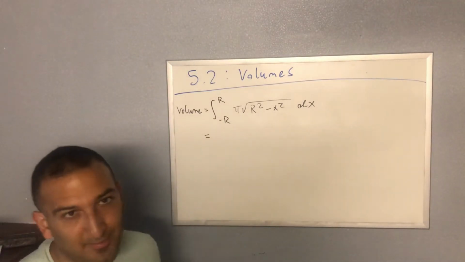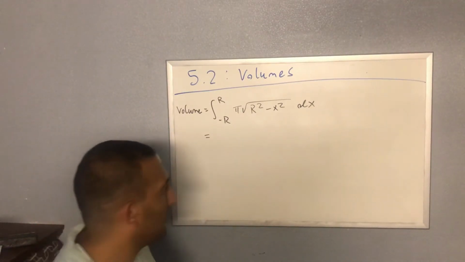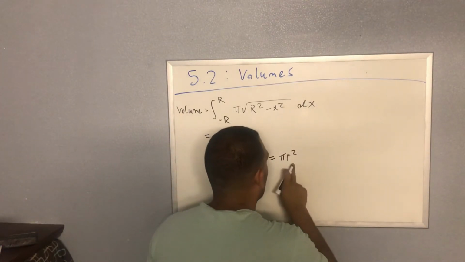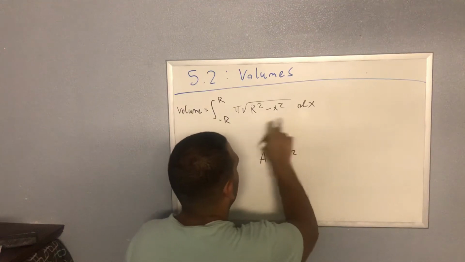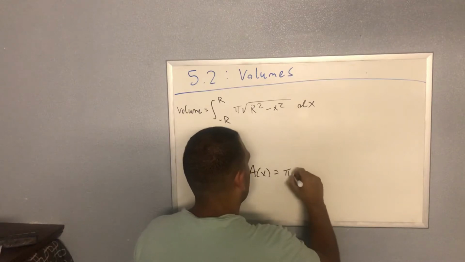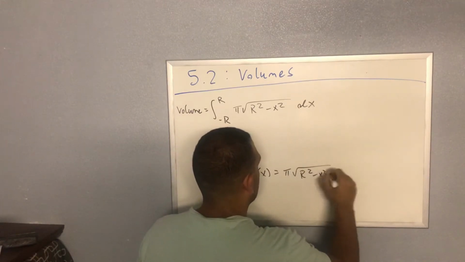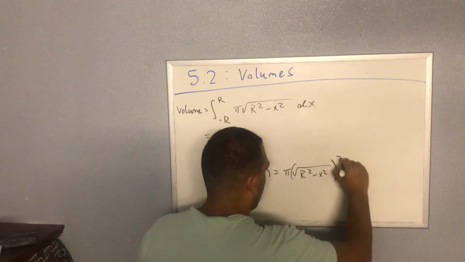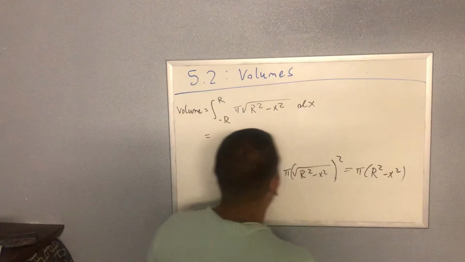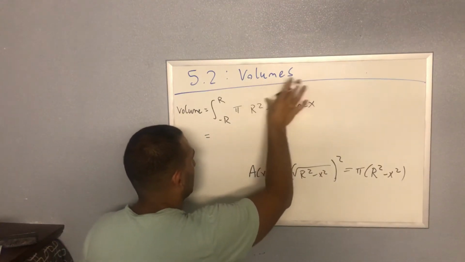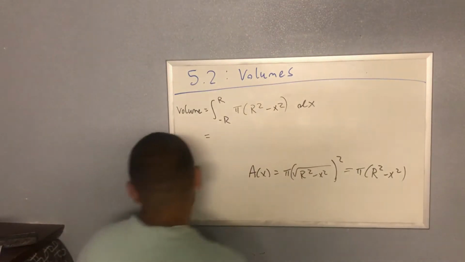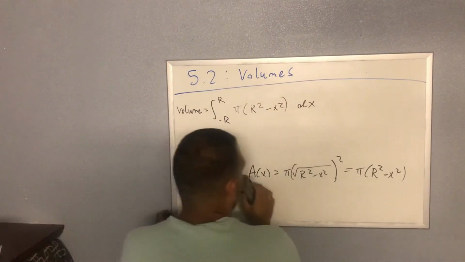I messed one thing up. Remember, the formula for the area of a circle is pi r squared. It's the radius squared. I have not squared this. So A of x is pi times the square root of r squared minus x squared, this whole thing squared, which is just pi times this. Okay, so I messed up a little bit. This square root doesn't belong there. Sorry about that. So pi r squared, okay.